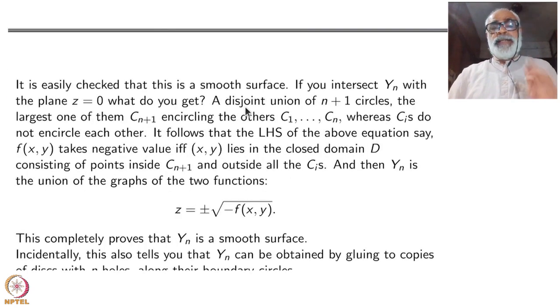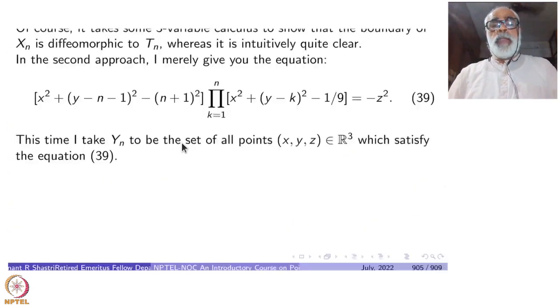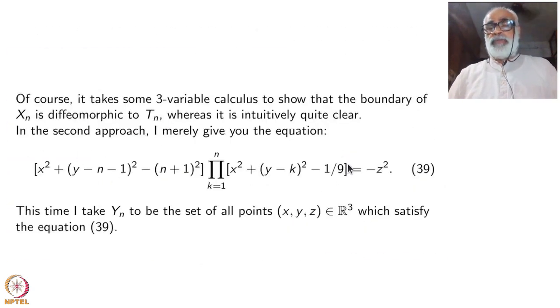So it is easily checked that this is a smooth surface. If you intersect Yn with the plane z equal to 0, what do you get? A disjoint union of n plus 1 circles. All that I have written down here. Finally, this is nothing but the union of two graphs, z equal to plus minus square root of minus f(x,y). f(x,y) I have denoted by all these factors, the polynomial in x and y, this part.